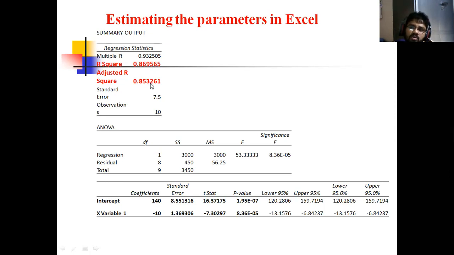For example, if you want to do it manually, how can we get that R square value and adjusted R square? That is the main question. Most of the students are getting a problem with how we can estimate the R square manually. Sometimes they don't know how the R square comes. Then I can explain in the next slide.